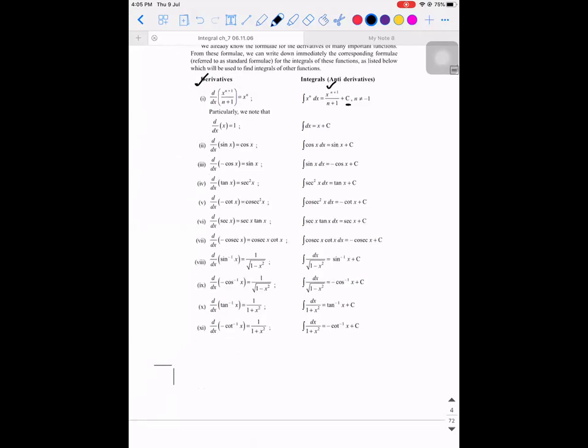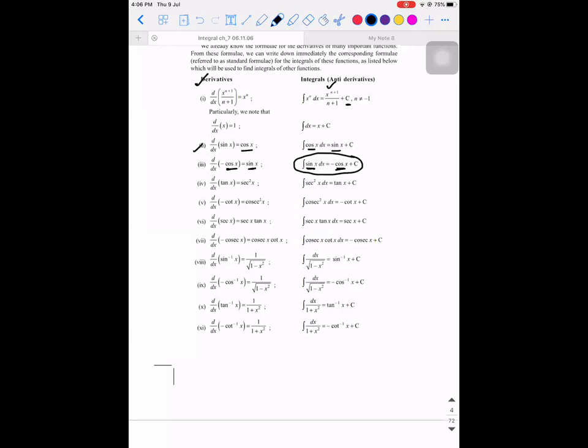So observe. The derivative of sin x is cos x, so the integral of cos x will be sin x. The derivative of minus cos x is sin x, so the integral of sin x will be minus cos x. See, this is where the first confusion starts. Because in differentiation, the derivative of cos x is minus sin x. But here, the integral of sin x is minus cos x. So you have to remember this point. This is the first difference you need to make a note of.